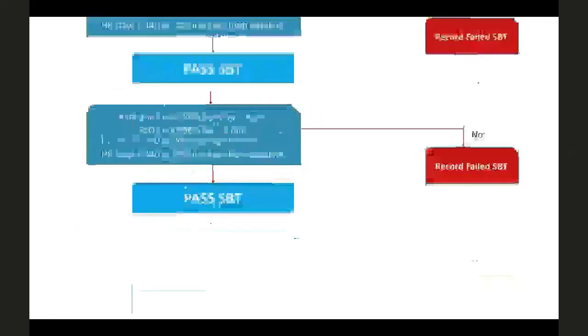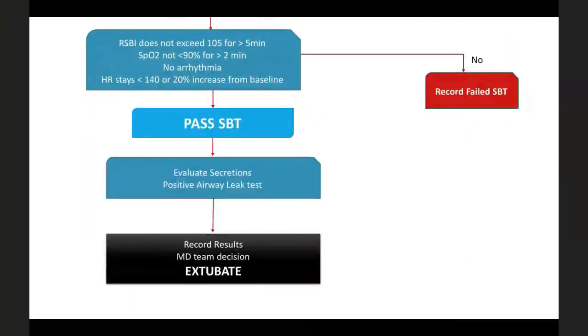If SBT is passed, then you can check for secretions and a positive airway leak test. The cuff leak test you can perform, which is not 100% conclusive though. Then record the results and the multidisciplinary team decision. We can proceed with the extubation if the spontaneous breathing trial is successful.